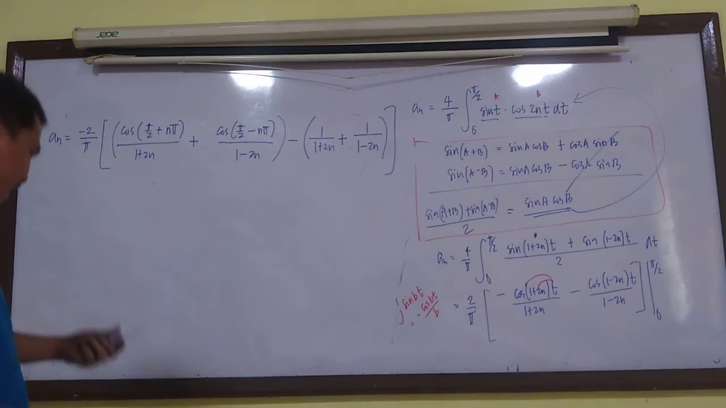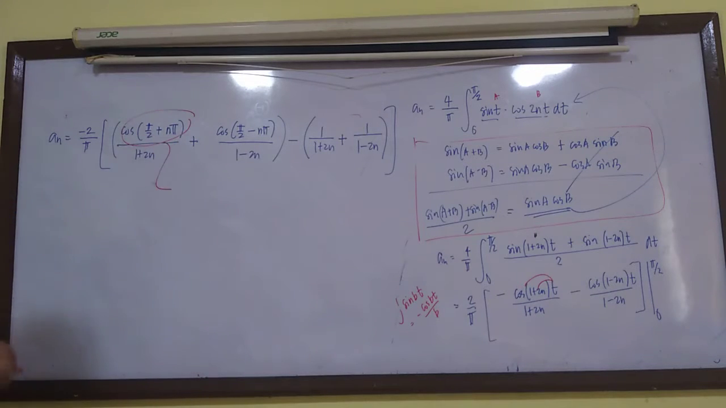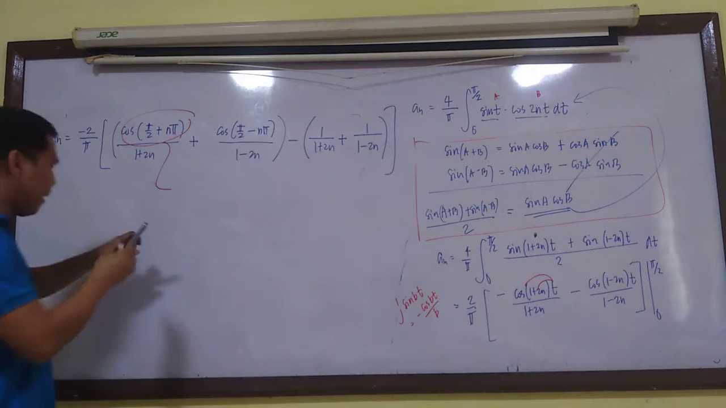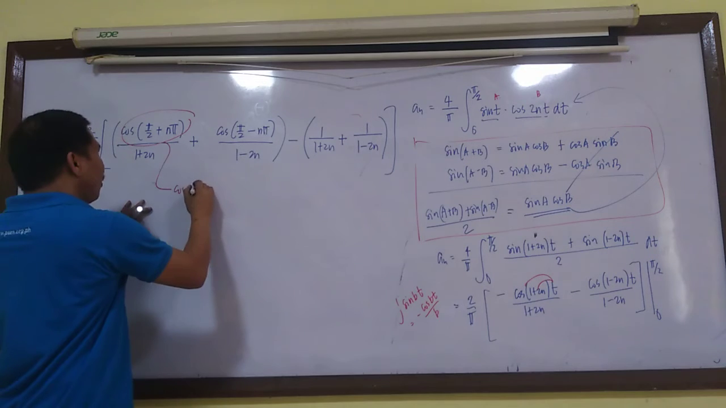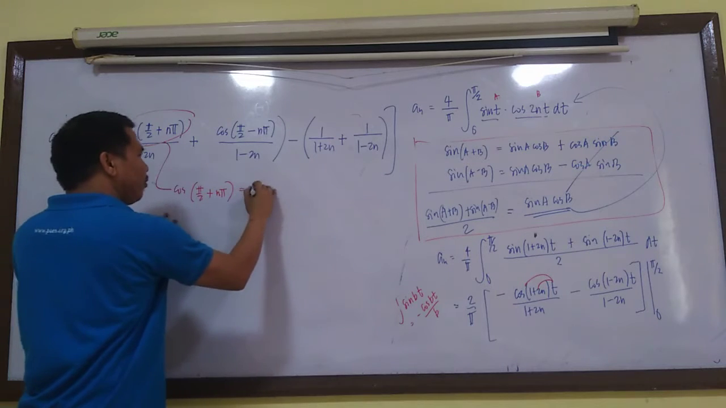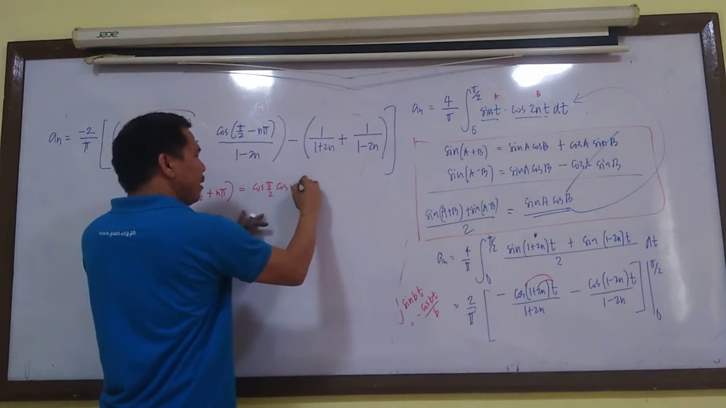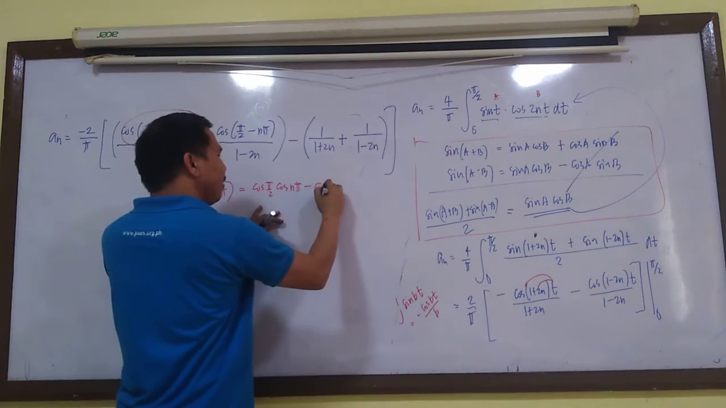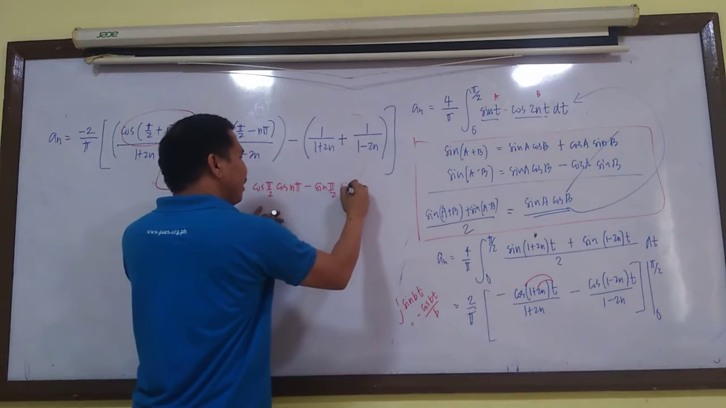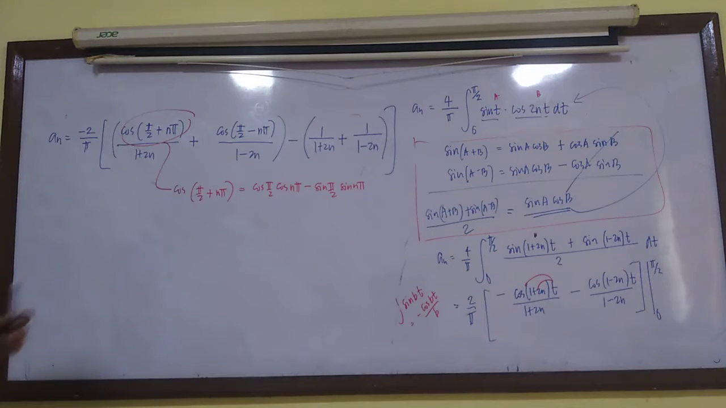Alright, now, how do we manipulate this one? What is the value of this? Let's expand this first. Cosine of pi over 2 plus n pi is equal to cosine of pi over 2 cosine of n pi minus sine of pi over 2 sine of n pi. Take note of that. This is your trigonometric identity.